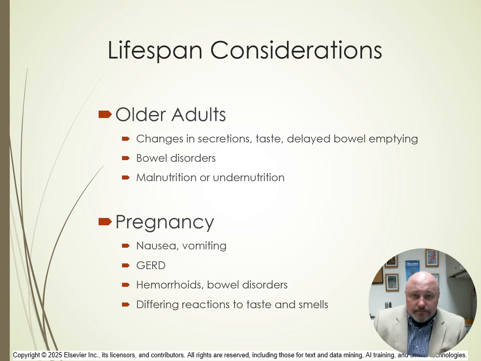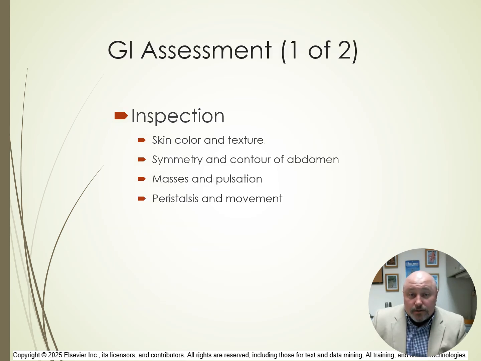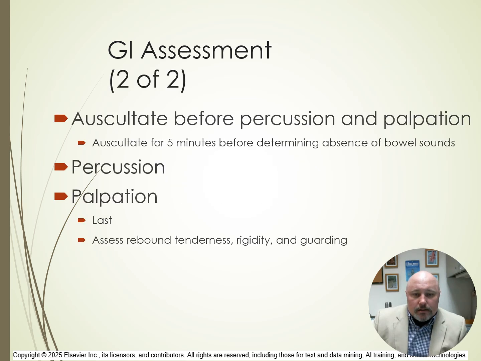peptic ulcer disease. A general inspection of the abdomen focuses on the characteristics of things like the skin color and texture, symmetry, and the contour of the abdomen. This would be in addition to things like masses and pulsations. For further GI assessment, you should auscultate before percussion and palpation. And remember to auscultate for 5 minutes before determining the absence of bowel sounds.